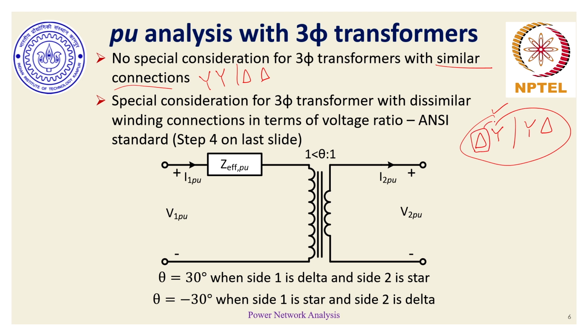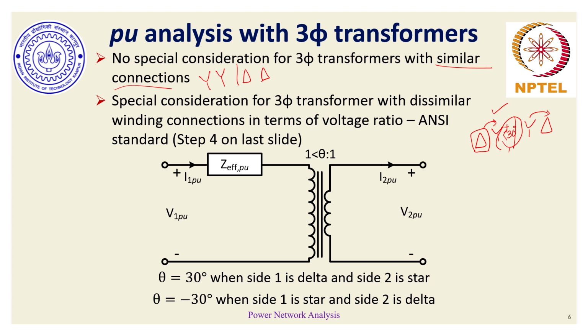when they are reflected on the star side, a factor of root 3 or 1 by root 3 comes in, and correspondingly there is also a phase shifting involved of plus minus 30 degrees, depending on whether we are converting delta quantity to star or star quantity to delta. Now, the factor of root 3 or 1 by root 3 need not be considered as part of per unit analysis. That's the beauty of per unit system. But special consideration is needed to take into account this factor of plus minus 30 degrees which comes in while converting quantities from delta to star or star to delta, vice versa.